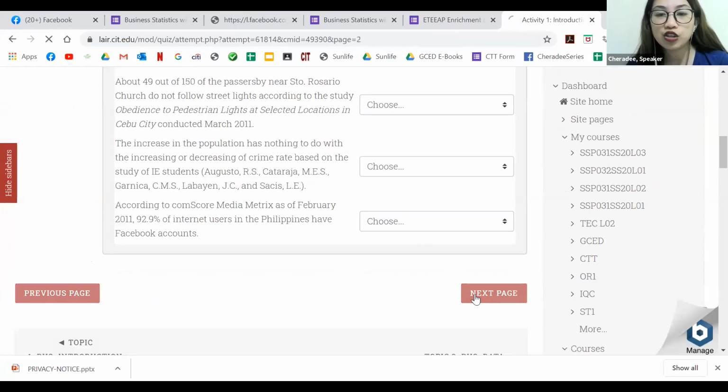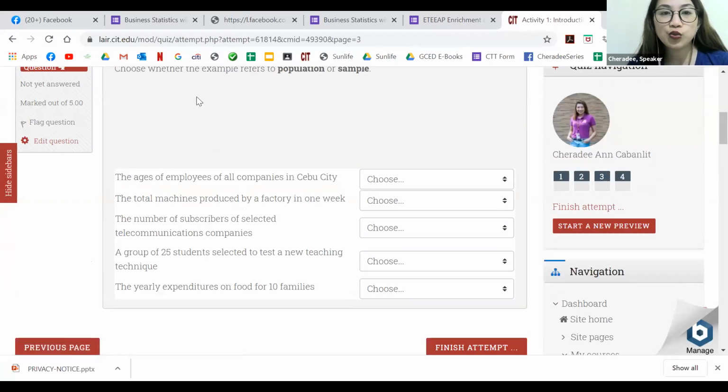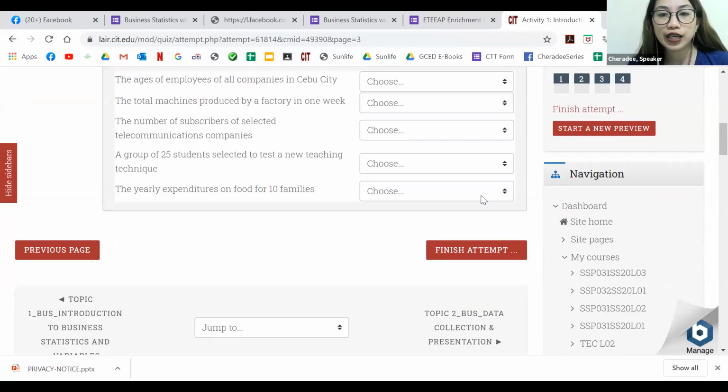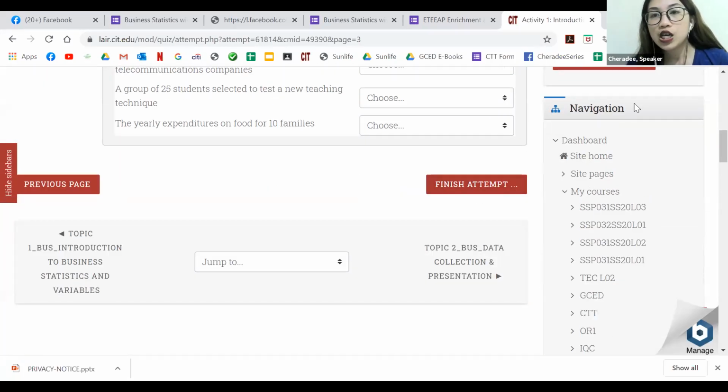Five numbers each, so this is only 20 numbers. And then choose whether the example is population or sample. Then you just have to finish the attempt. Again, this is unlimited attempts, guys. So if you did not get a perfect score, you can answer again.